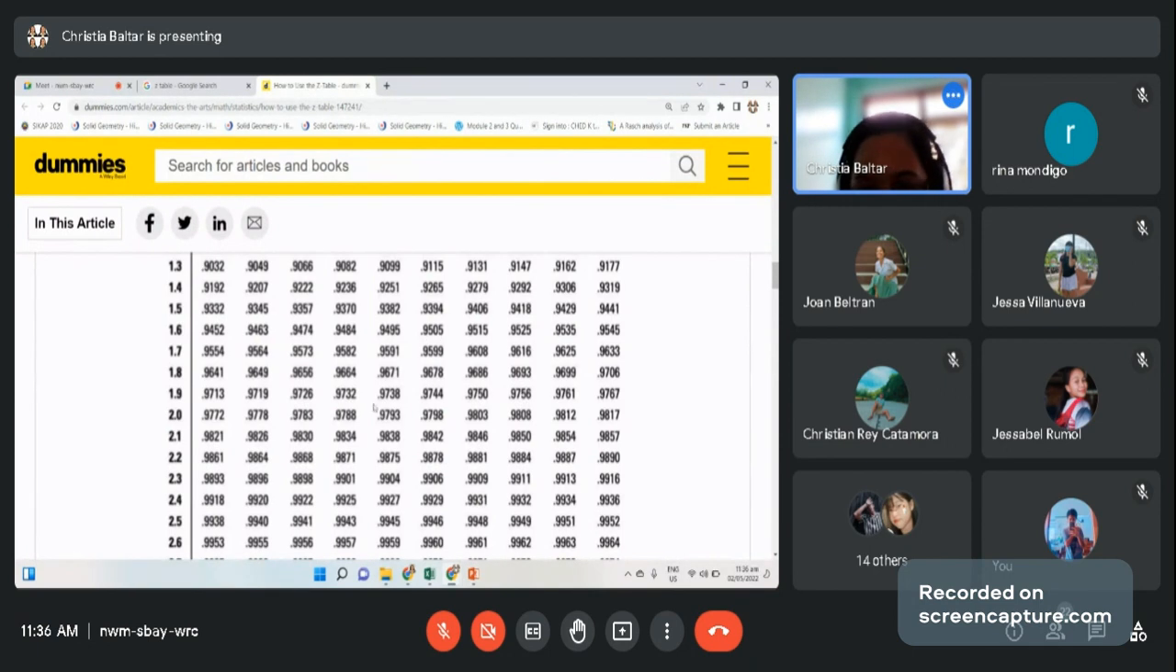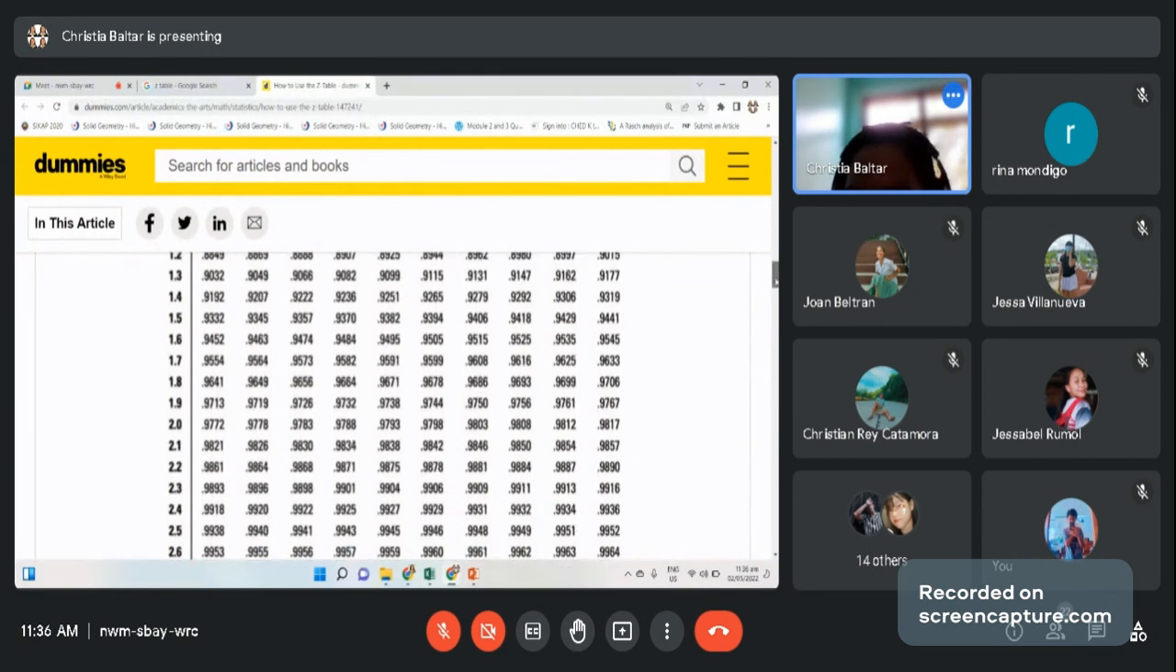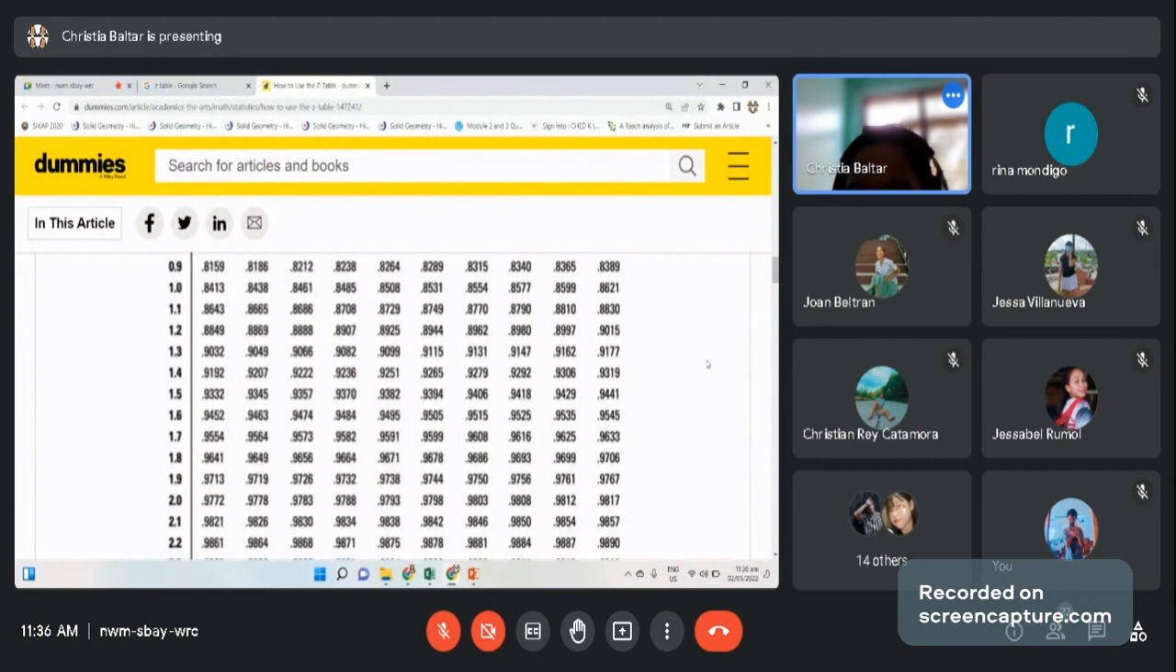This is 0.9505. So the 0.9495 and 0.9505, the exact middle value of these two probabilities is 0.9500. Do you agree, class, that the exact middle value of this is 0.9500? Yes. Okay. So what is the value of the z for 0.95?